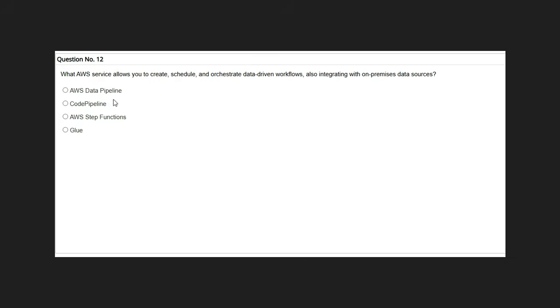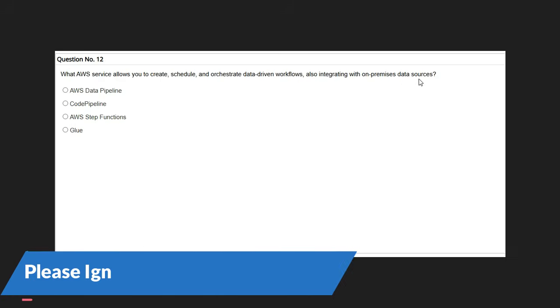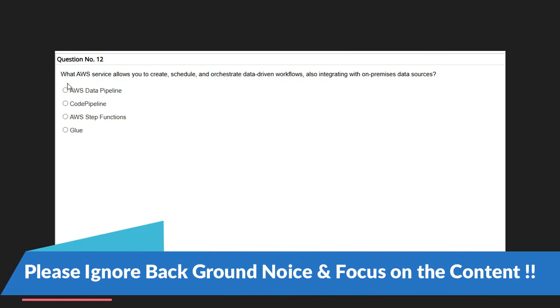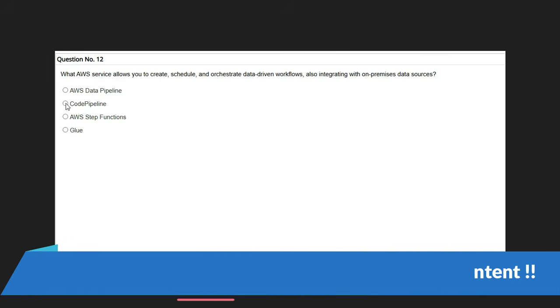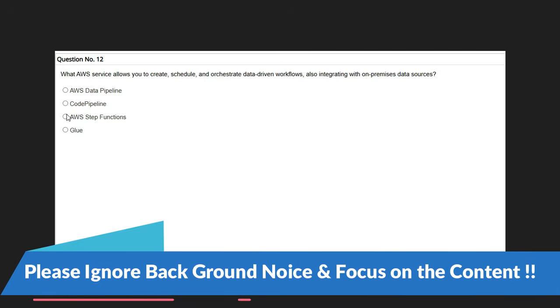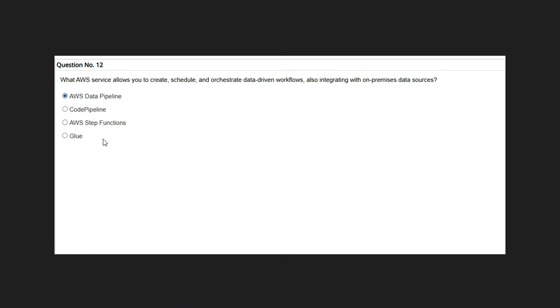Question number 12, most important one. What AWS service allows you to create, schedule, and orchestrate data-driven workflows, also integrating with on-premises data sources? So option A, AWS Data Pipeline. Option B, CodePipeline. Option C, AWS Step Functions. And option D, Glue. So the right answer is AWS Data Pipeline.